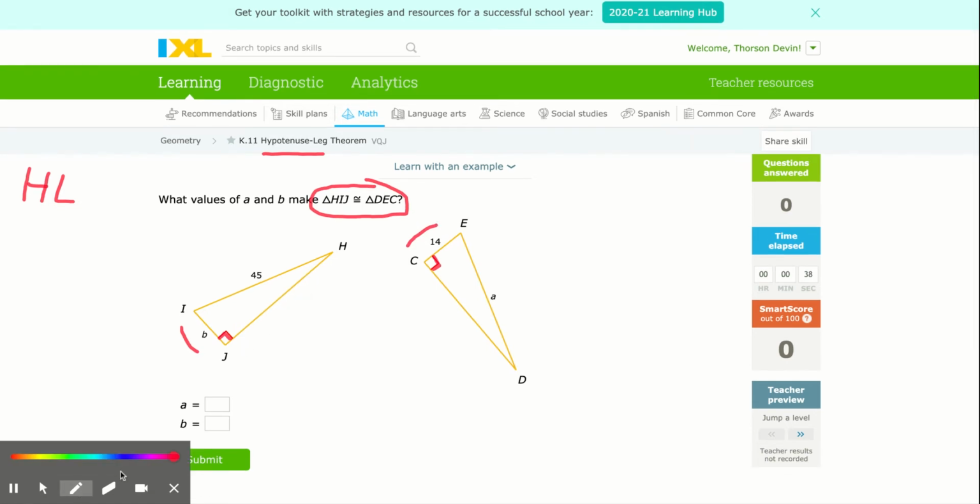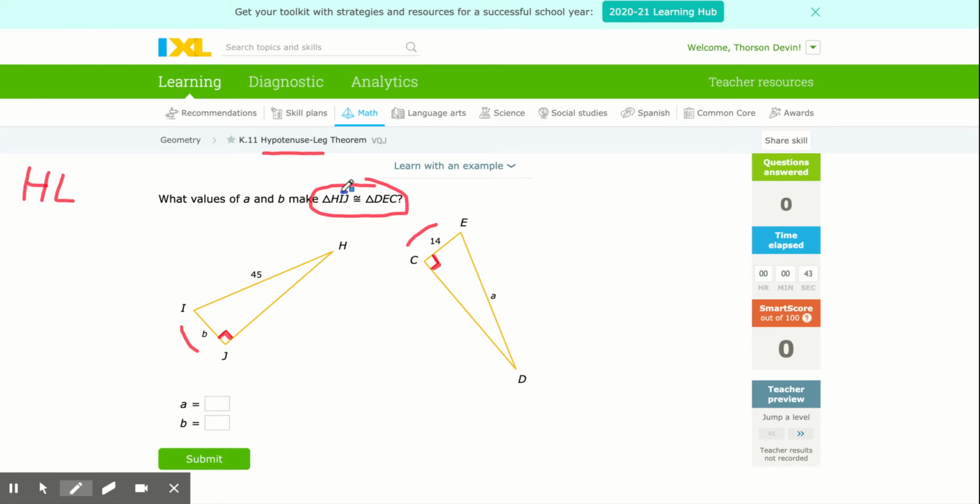Now, I want to emphasize, though, that IJ is the second two letters of these three letters. It's triangle HIJ, and EC is the second two letters. That's another reason I know IJ is congruent to EC, because they're in the same position as far as letters. That easily lets us find the value of B. If they're the same length, well, B must also be 14. I type in 14 for B.